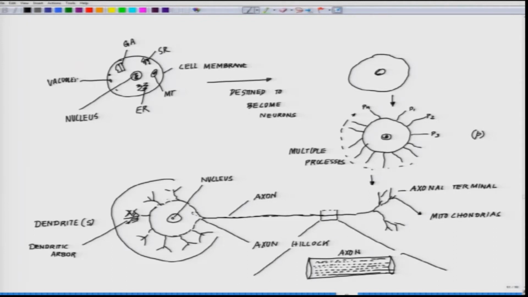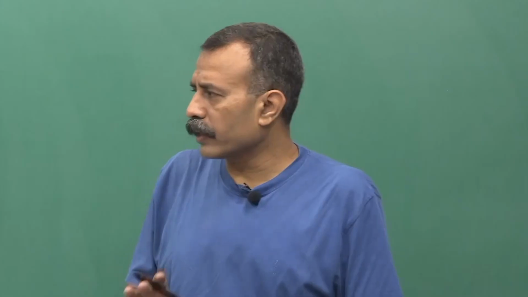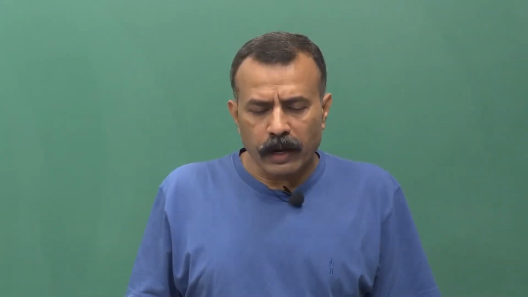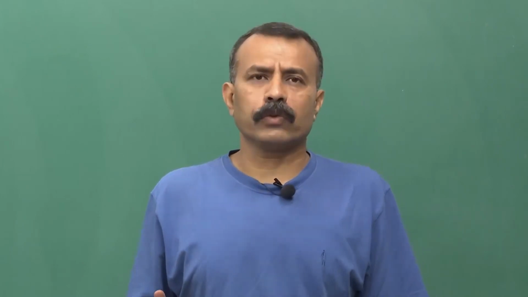So, this part, the nucleus and the surrounding structure, constitutes, let me just shade it for your convenience in yellow, the cell body of the neuron. Now, this is the classic architecture of a neuron. There are any number of variations to it.